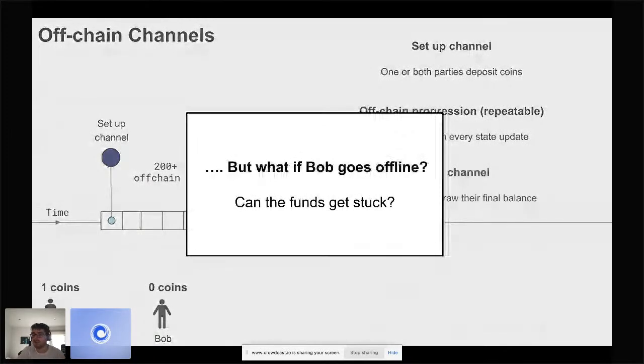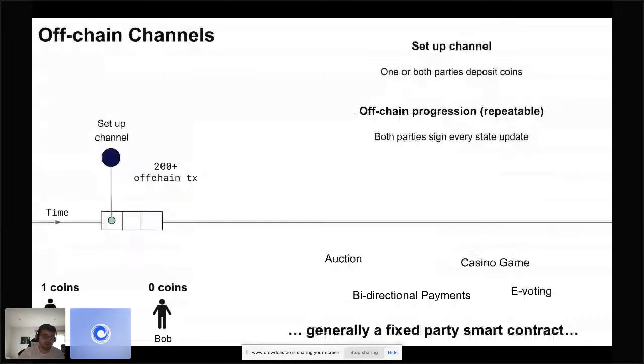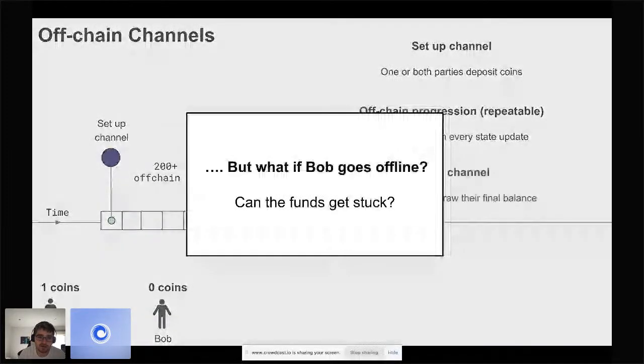But then the question is, we have to make sure that everything's secure and Alice and Bob can always get their funds back. So let's just say Alice has one coin, Bob goes offline, can the funds get stuck?